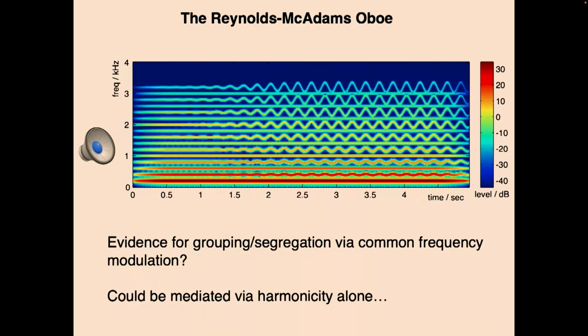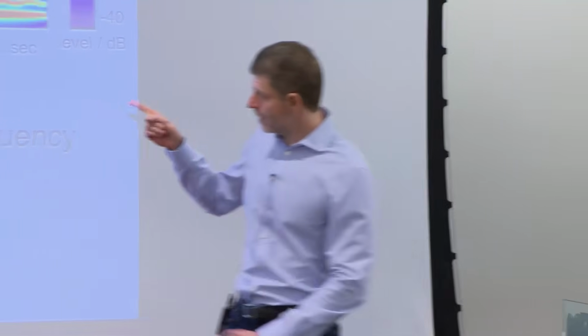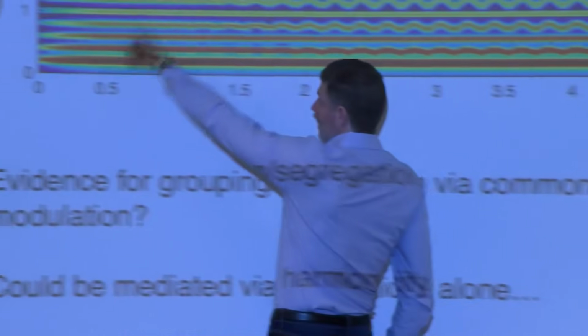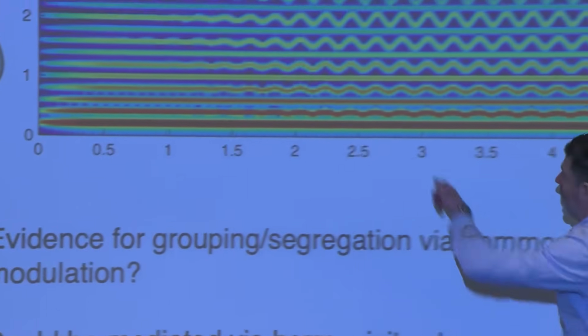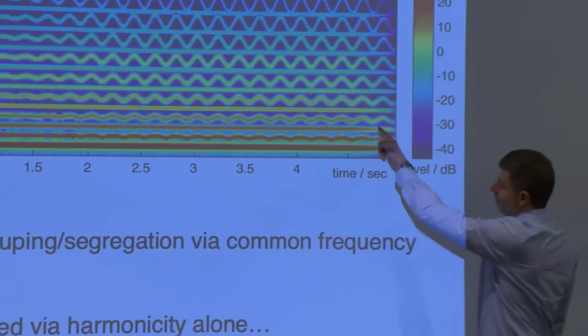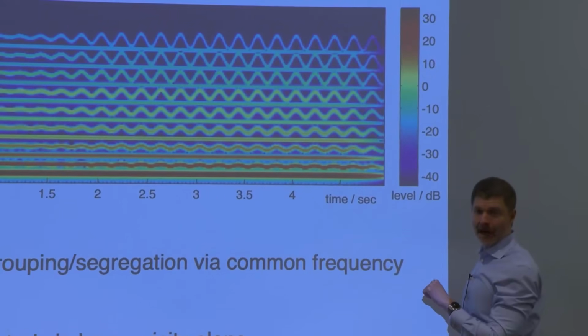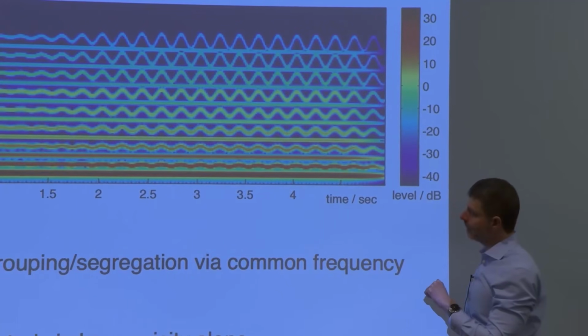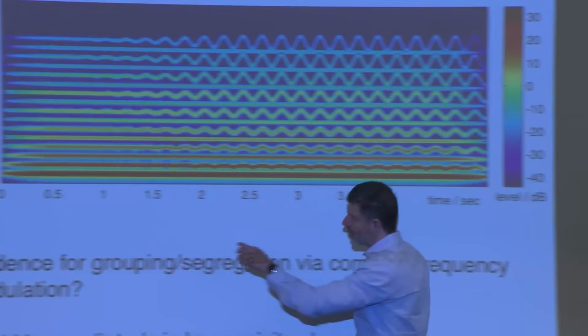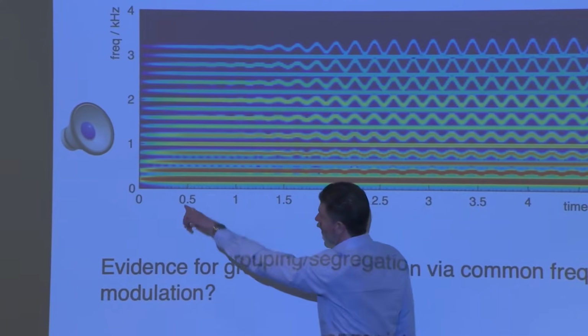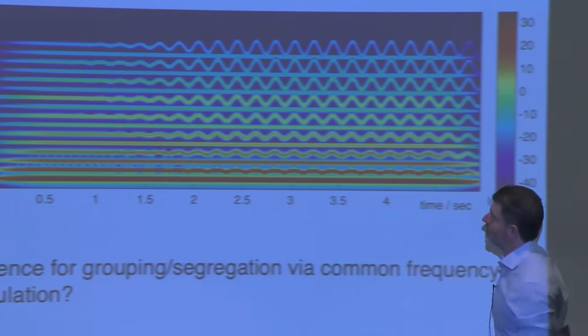Okay, so this is another pretty famous example where you can take a harmonic tone and cause it to sound like two things by frequency modulating part of it. This starts out as a harmonic tone, and the even harmonics over time are given common frequency modulation. And so what happens is that at the very start of the stimulus, you kind of hear this one thing, and then it'll kind of split into these two tones.